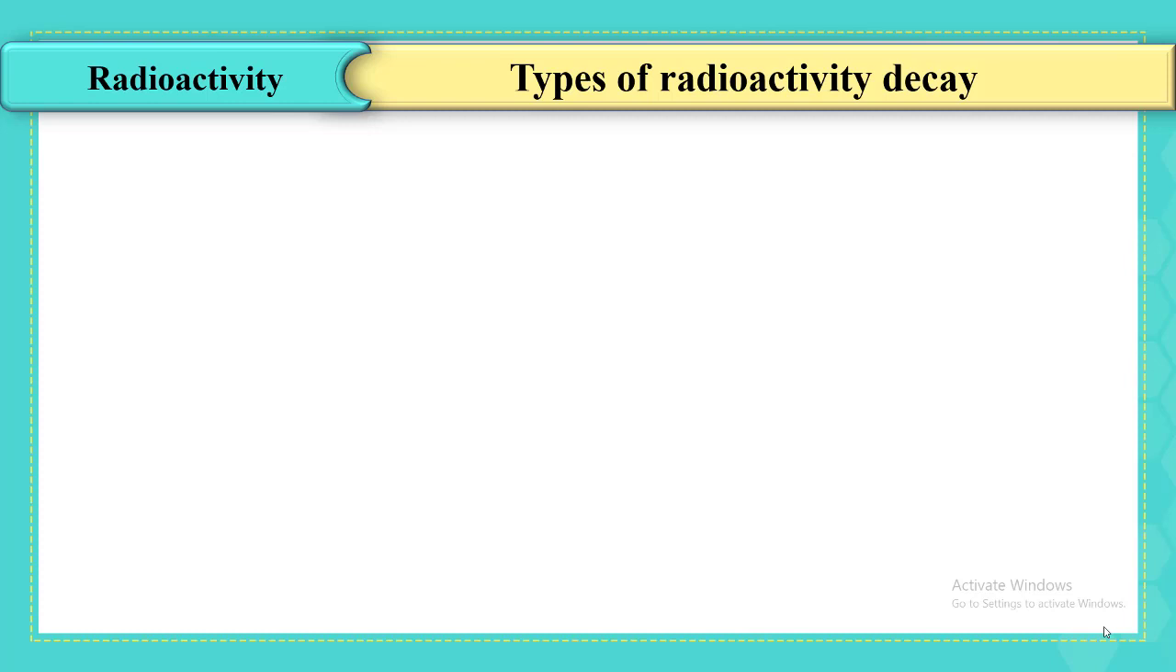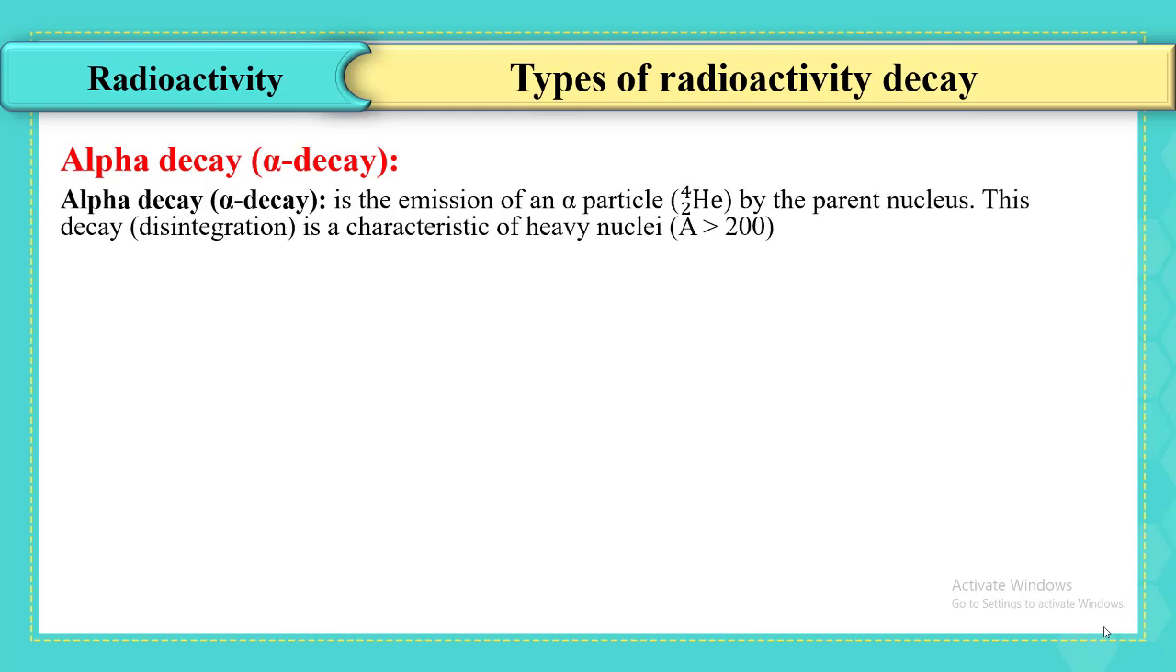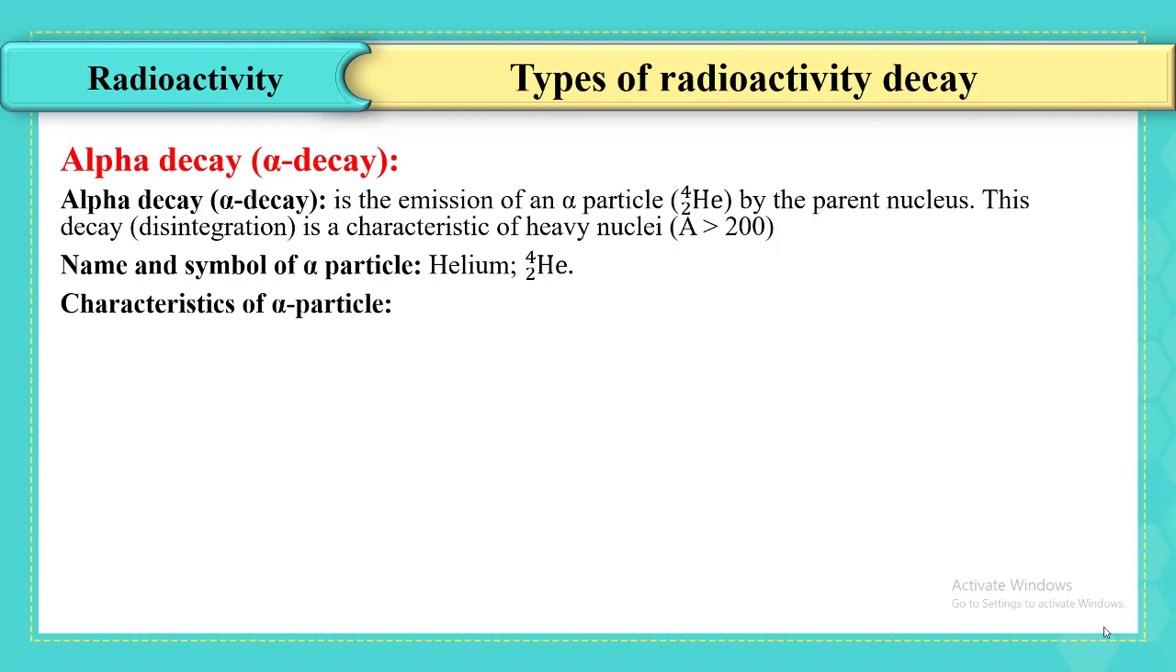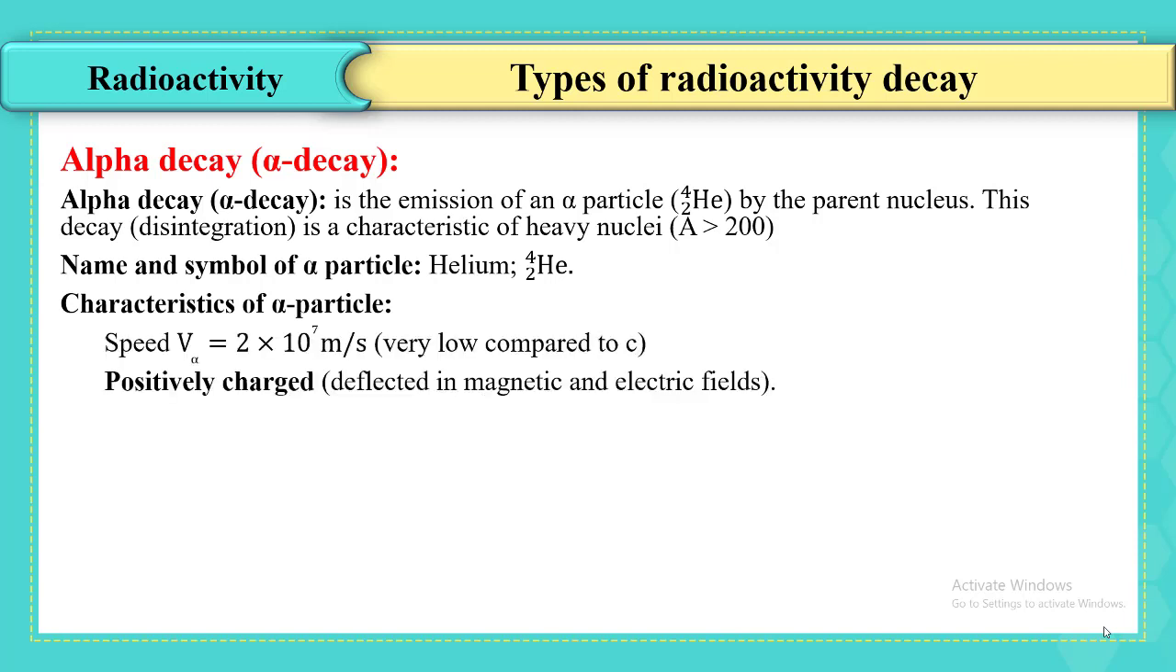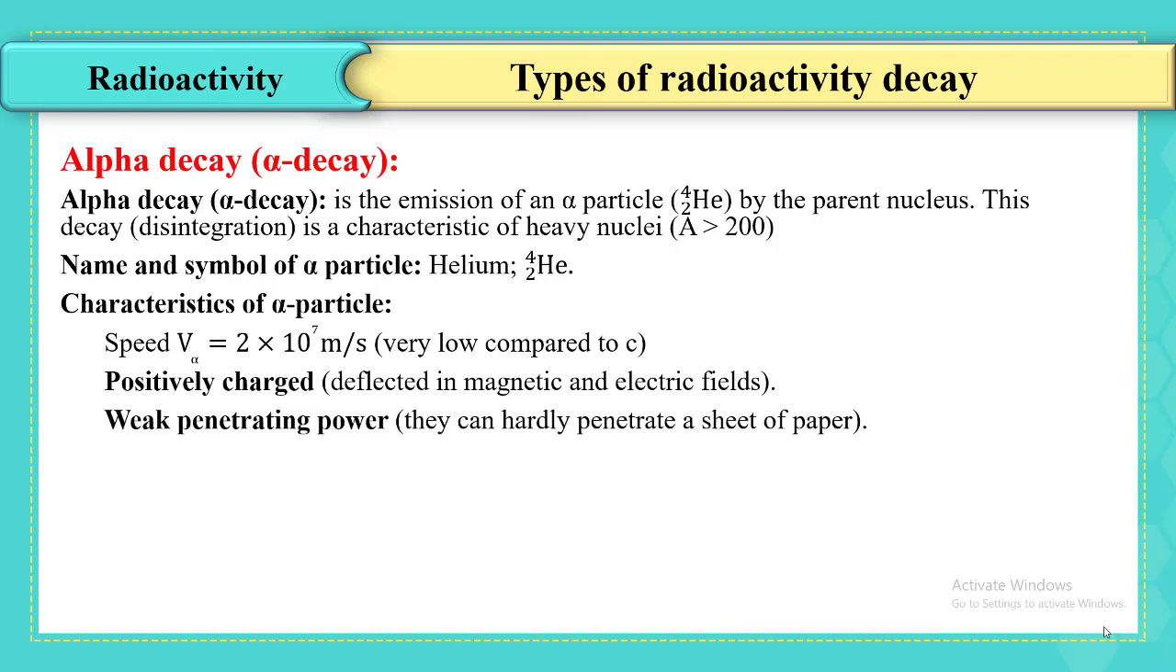The first type that we discuss here is alpha. It is the emission of an alpha particle by the parent nucleus. This decay is characteristic of heavy nuclei. The name and the symbol of the alpha particle is helium-4-2. It has low speed because it is a heavy particle. It is also positively charged and it has low penetrating power. I will explain this penetrating power in the next slide of this video.